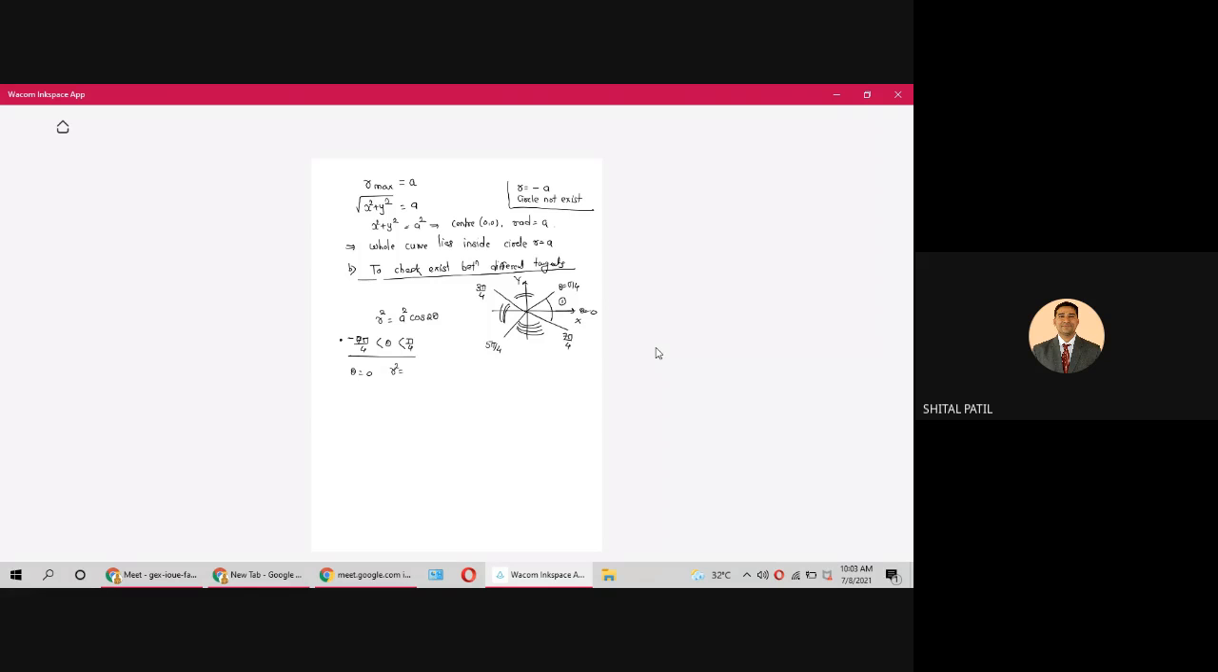Therefore, r square equals a square cos of 0. Cos of 0 is 1, so r square equals a square, that is r equals plus minus a. So r exists, that is, the curve exists. What is the conclusion? The curve exists.